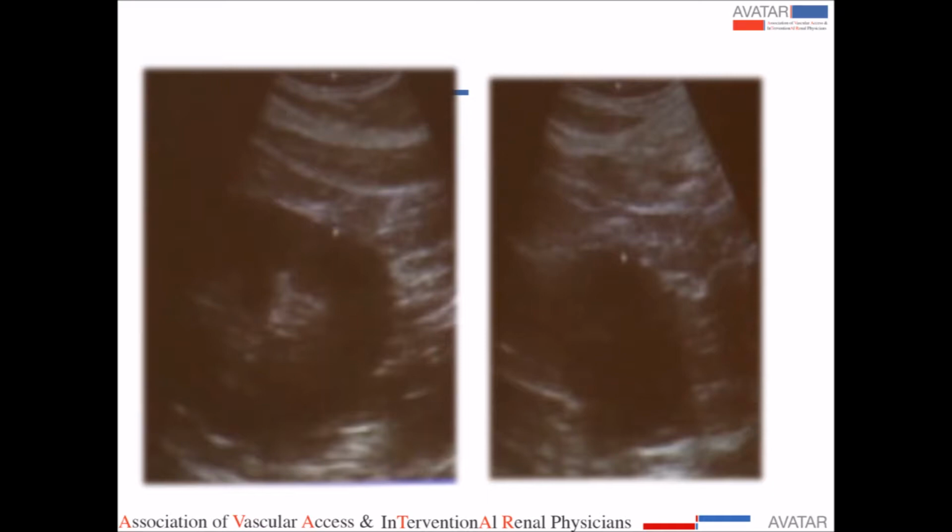Once you have it in the long view, then you take a transverse view, and you want to make sure that you're only seeing the lower pole. You should not see the hilum. You should not be seeing anything that you see in the mid pole of the kidney. Confirm that you're in the right spot, and then you go ahead and mark it.